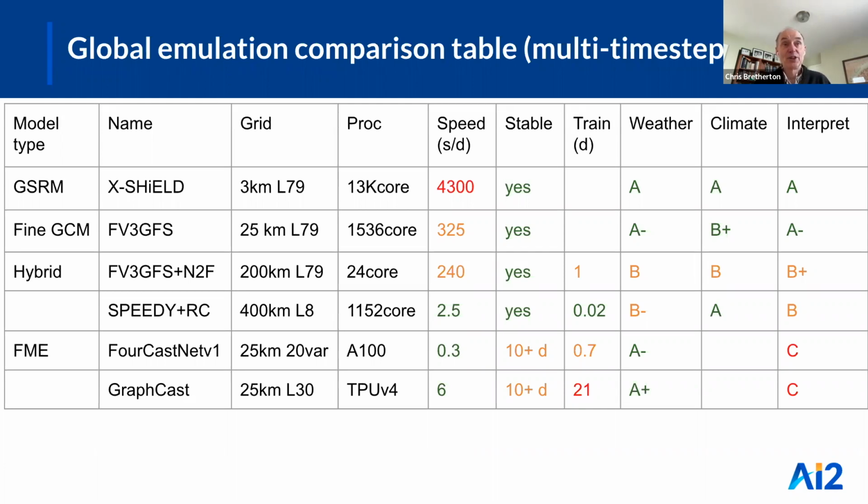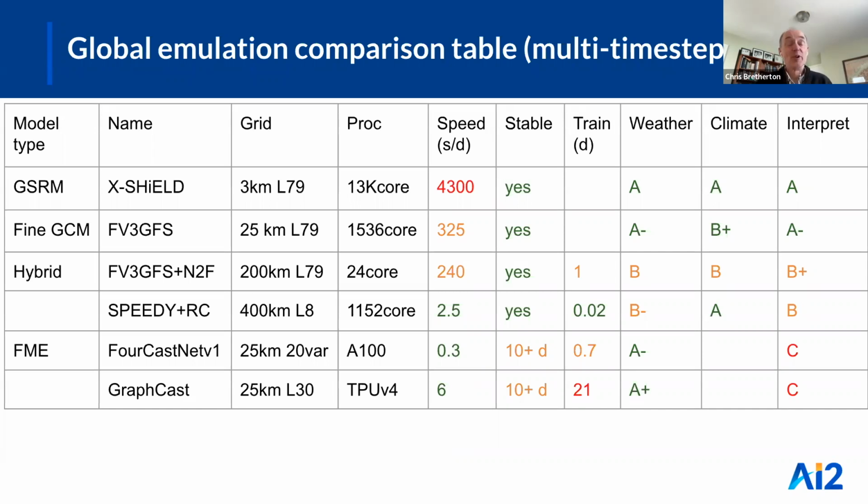The other hybrid approach, which was Arcomano reservoir computing, is run on an even coarser grid in both the horizontal and the vertical. It actually runs a lot faster on a lot more cores. So it now can do a day of simulation in only 2.5 seconds. It trains super fast. That's great. The weather isn't very good because it's so coarse. Its climate, it actually has remarkable climate stability, though. That's a strong point. And it's a little bit complicated to interpret, but is somewhat interpretable too.